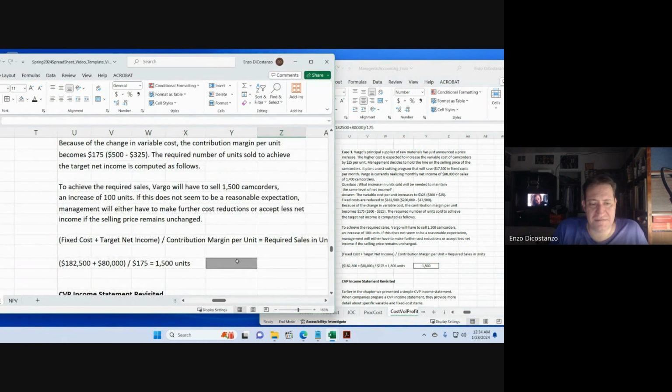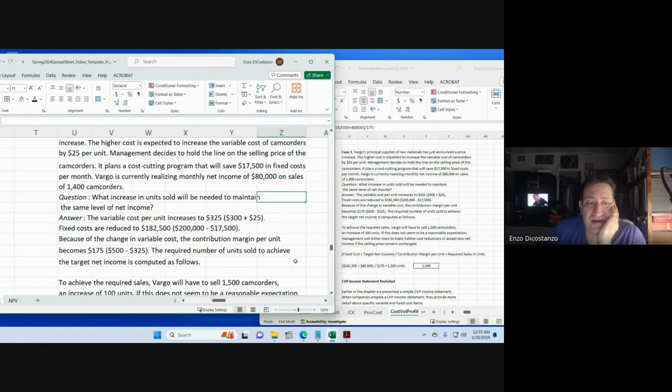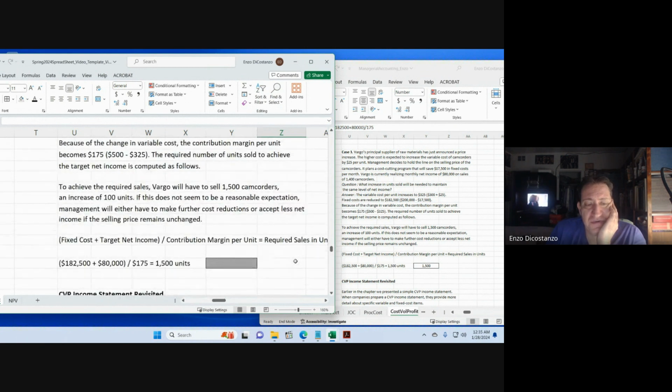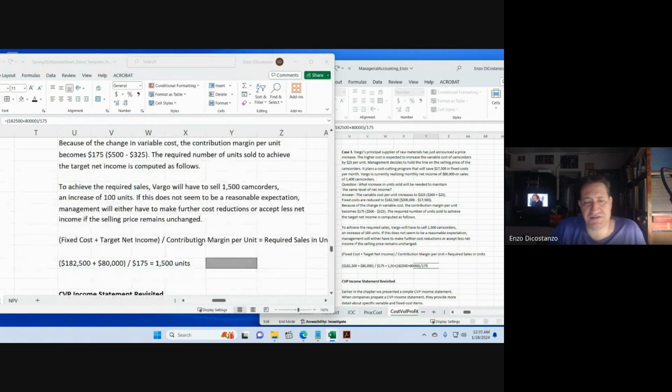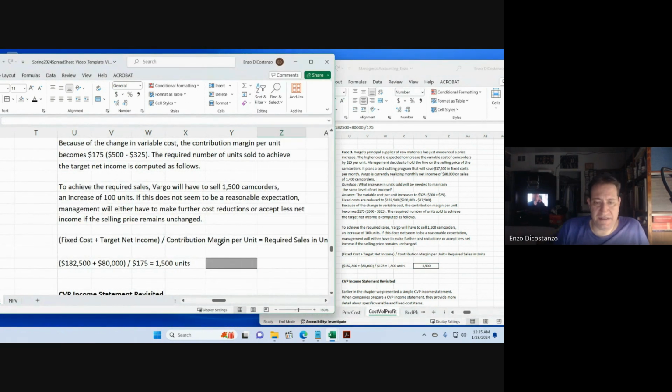We just did this. It says target, so you want to maintain a net income of 80,000. You're also going to have a fixed cost of 182,500, and your margin is 175. This was just the numbers, so this was just equal to 182,500 plus the target. There you go. So more, right? More with this.